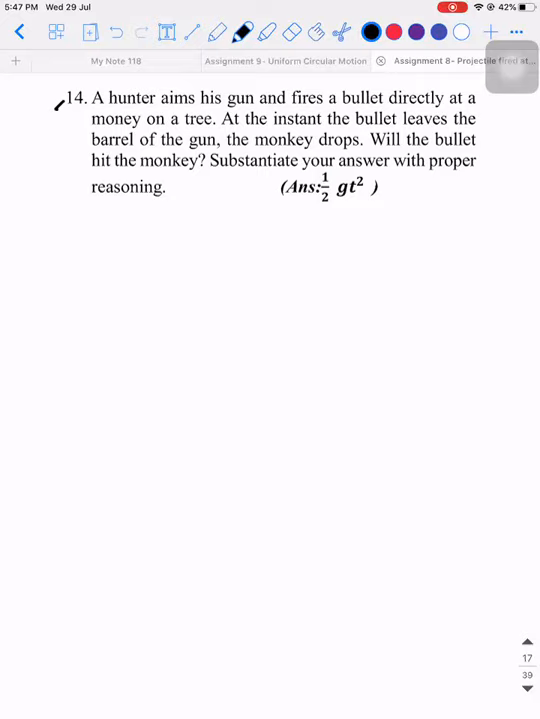Okay. So let us take a scenario. This is a tricky problem. Observe.